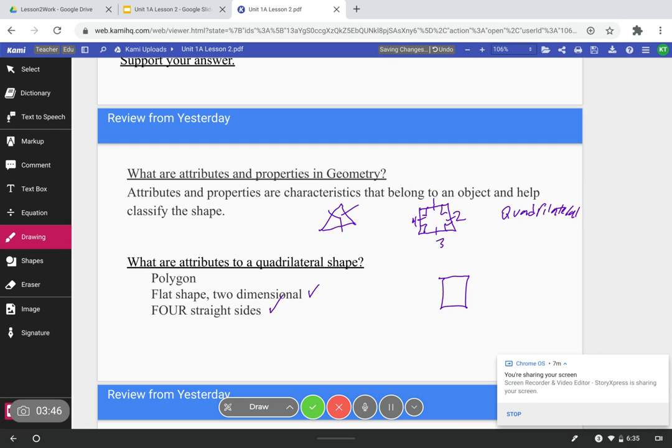And it's a polygon. Remember, a polygon is any shape that has at least 3 sides. So it can be a triangle, square, hexagon, pentagon, octagon. It can be any shape as long as it has at least 3 sides. But we know a circle is not a polygon because it has no sides.